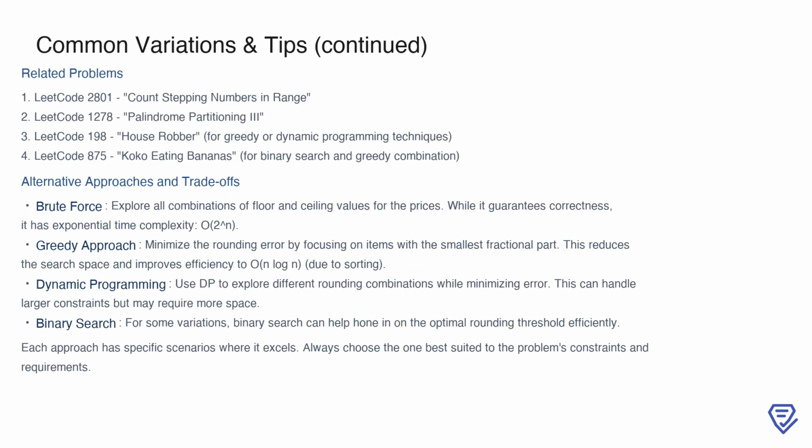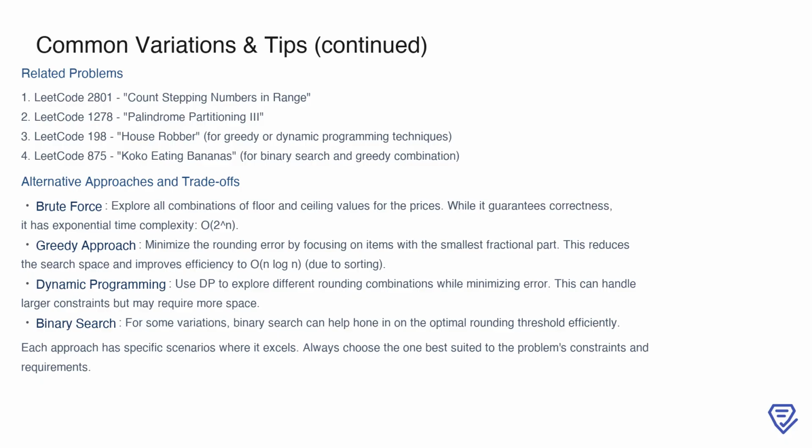This problem also shares similarities with several related LeetCode problems, which can help strengthen your understanding. For example, LeetCode 2801, Count Stepping Numbers in Range, involves exploring combinations systematically. LeetCode 1278, Palindrome Partitioning 3, and LeetCode 198, House Robber, demonstrate the use of dynamic programming or greedy techniques. Additionally, LeetCode 875, Koko Eating Bananas, showcases how binary search can be combined with greedy strategies.